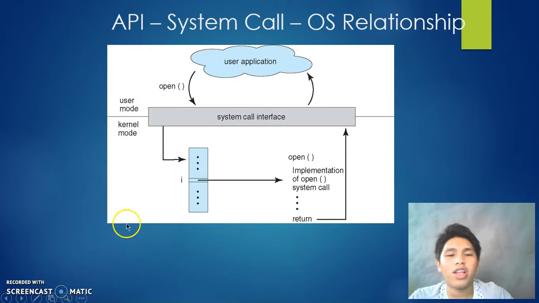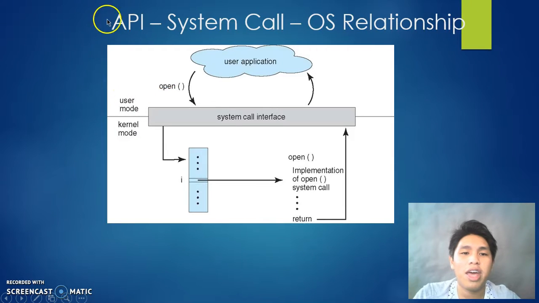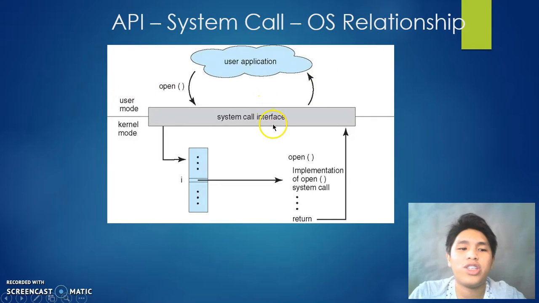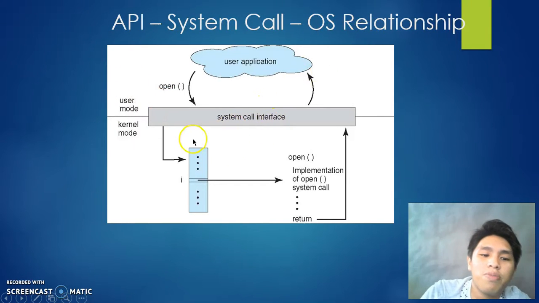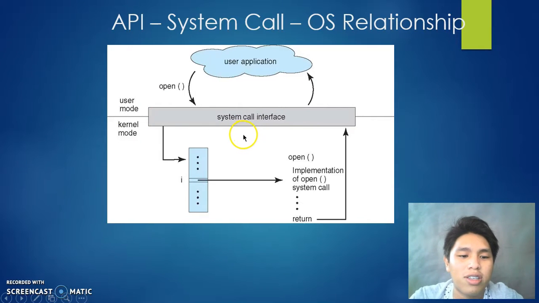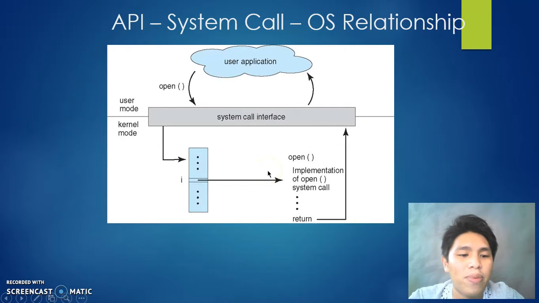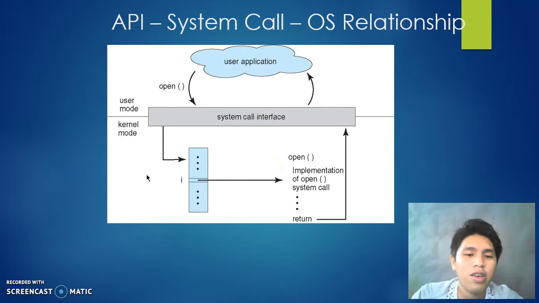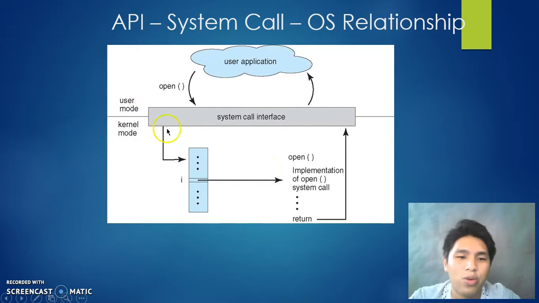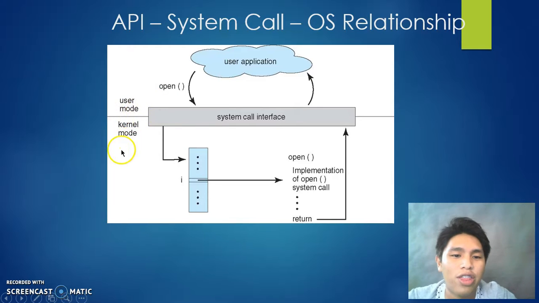So the first figure that I'll be explaining to you is the API system call OS relationship. The system call provides an interface to the operating system services. Application developers often do not have direct access to the system calls. So the user application will then call the open method over here so that it can access them through an application programming interface. In here, there are two modes, which is the user mode and the kernel mode.